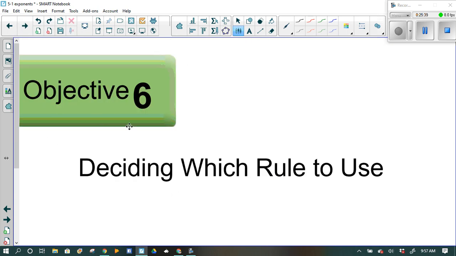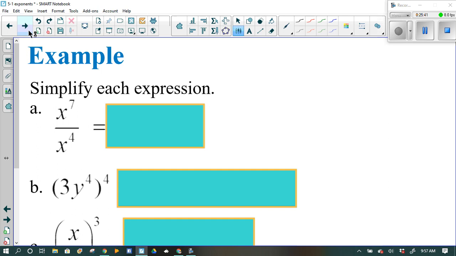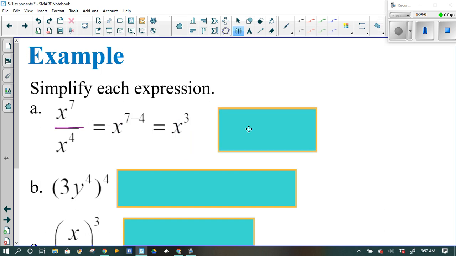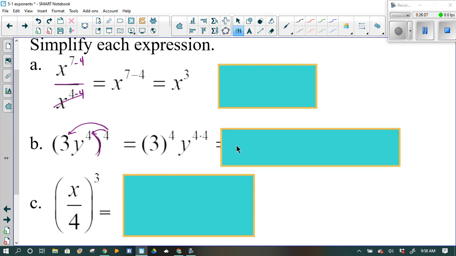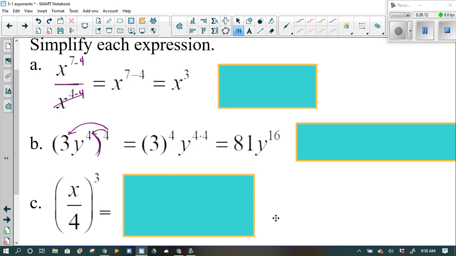Now, deciding which rule to use. Since I am dividing like bases, we're going to subtract, so you're going to subtract that 4 from both parts. Here I have a power to a power, so I'm going to distribute the exponent to all of the pieces: 3 to the 4th times y to the 4th to the 4th. So 3 to the 4th is 81, and 4 times 4 is 16.